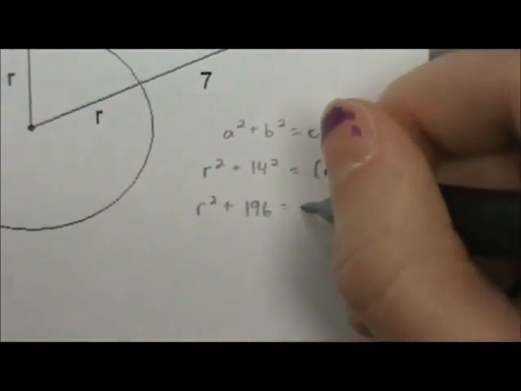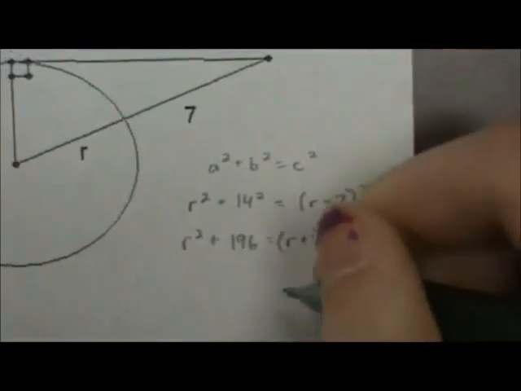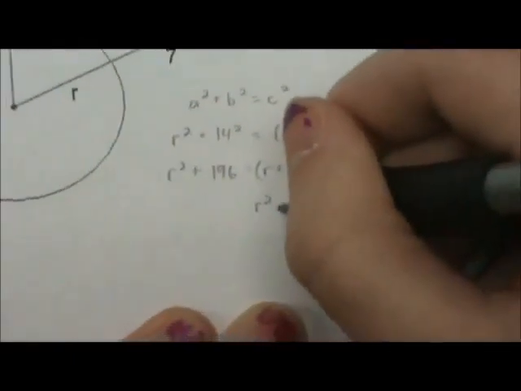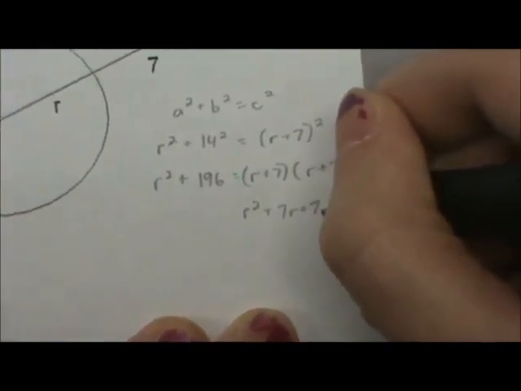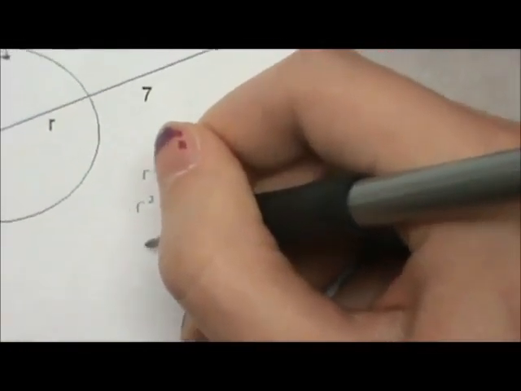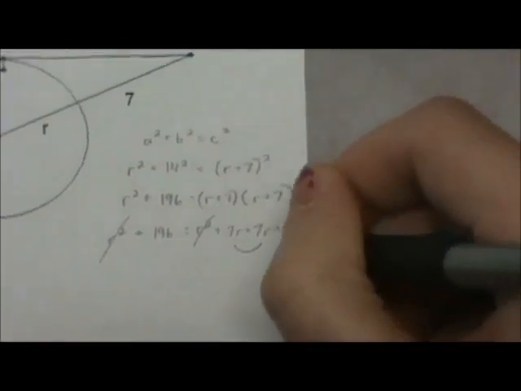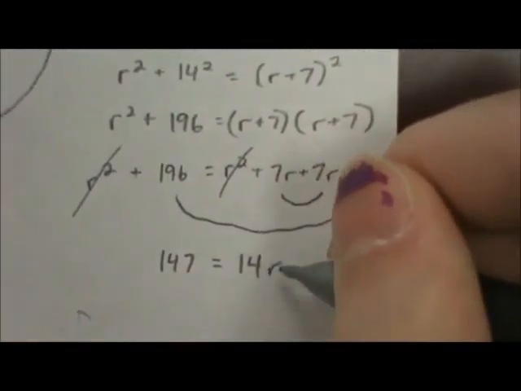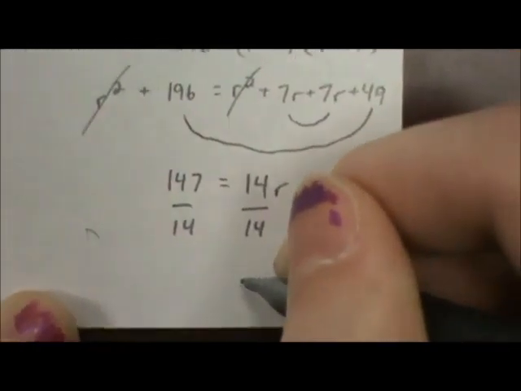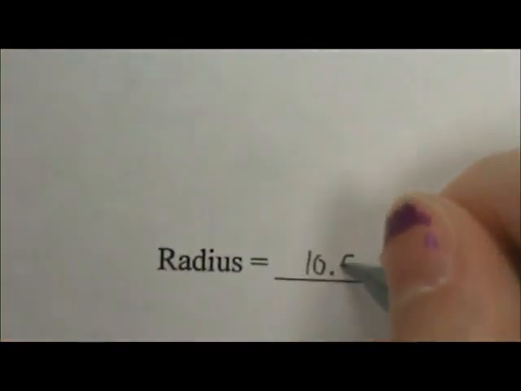So you have r plus 7 times r plus 7, and you get r squared plus 7r plus 7r plus 49. You have to combine the 7r's because they're like terms. And then the r squared cancel each other out. So you're left with 196 equals 14r plus 49. You subtract 49 from 196, and you're left with 147 equals 14r. Divided by 14, you get 10.5 for the radius.